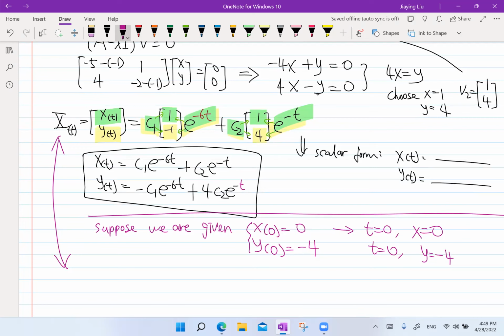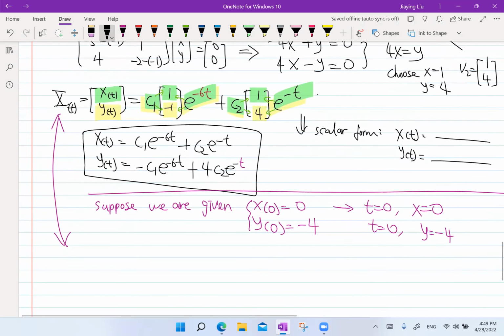vector form, which I'm going to use because it's a little bit easier, I think, but it doesn't matter. Or you can plug in here. It doesn't really matter that much. But let me practice with the vector form. So if I put in t equals 0, all the exponential parts become e to the 0, that's a 1. But the x of t on the left, that's going to be 0. And the y of t is going to be -4.